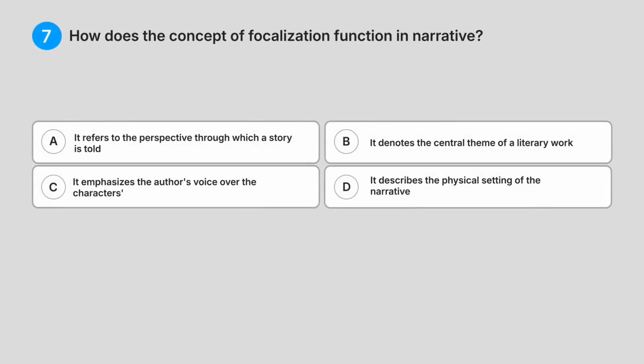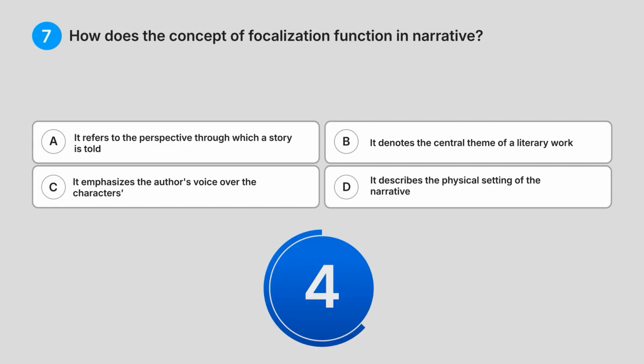7. How does the concept of focalization function in narrative? A. It refers to the perspective through which a story is told. B. It denotes the central theme of a literary work. C. It emphasizes the author's voice over the characters. D. It describes the physical setting of the narrative. Do you know the answer?